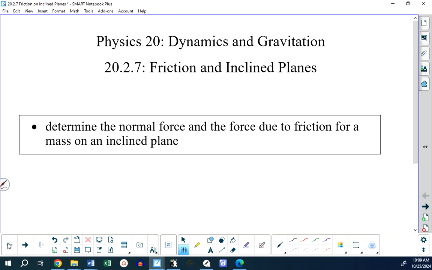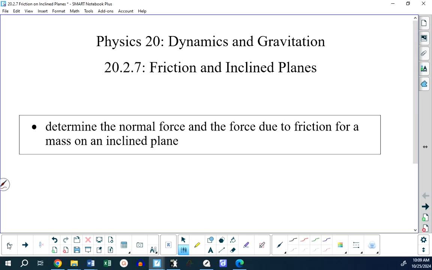So this is lesson 20.2.7, friction and inclined planes, and we will be doing a lab on this as well. The lab we usually do is kind of a group lab where I have it set up here and we do some measurements. We'll probably be doing something with it late next week. Determine the normal force and the force due to friction for a mass on an inclined plane.